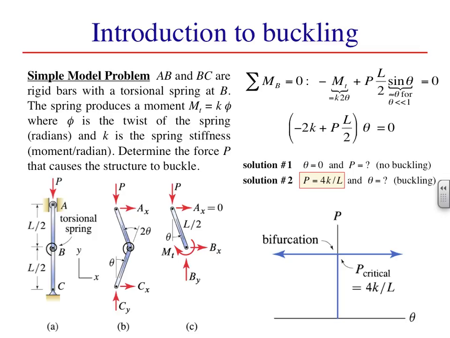Examining the free body diagram in C and taking moments about B, we obtain the equation (minus 2k plus PL over 2) times theta is 0. This has 2 solutions, one where theta is 0 and P can take on any value, and one where P takes on a special value and theta is free to assume any value. The transition between these 2 solutions represents the snap-through type of failure we observe in our movie. In our model case, the critical value of P scales inversely with L, the unsupported length of the yardstick.